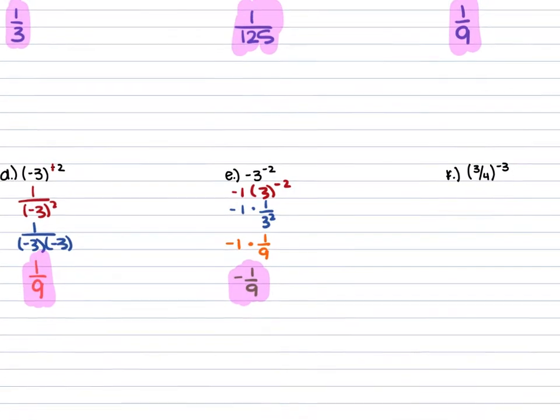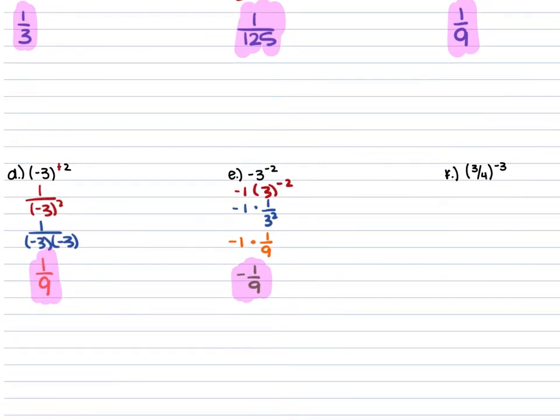For example F, we have 3/4 raised to the negative third power. First, turn that negative 3 into a positive 3. Take the reciprocal of that 3/4. So that's going to be 4 over 3 raised to the third power. From here, you take that power and distribute it, sort of say, to both the numerator and the denominator. So you're going to do 4 to the third power over 3 to the third power.